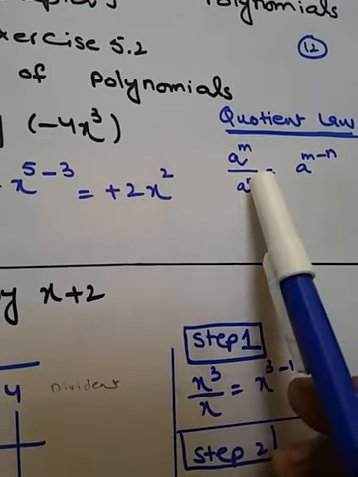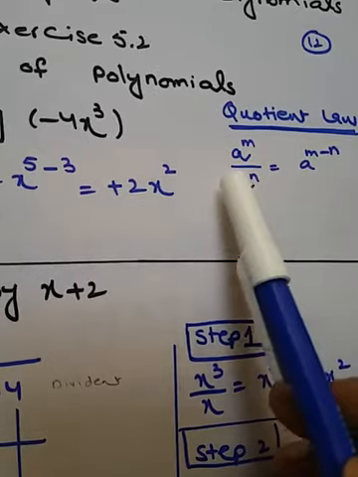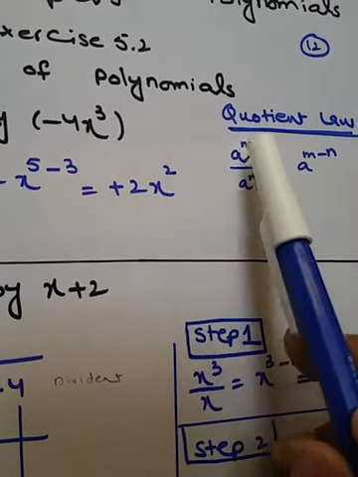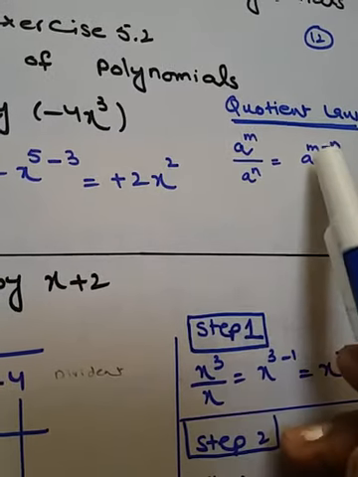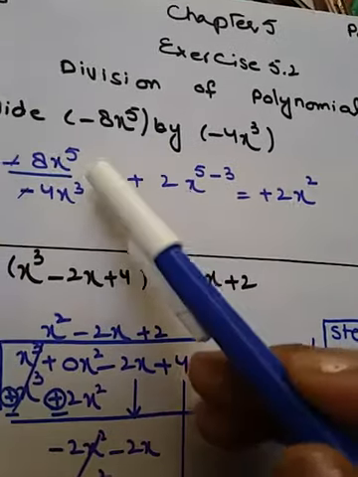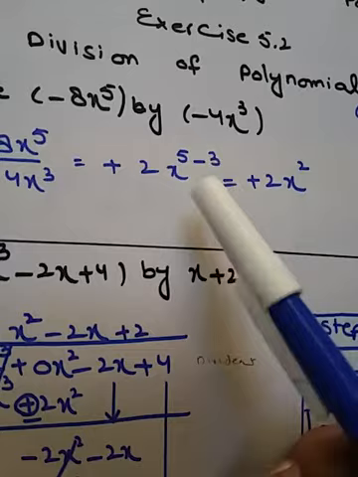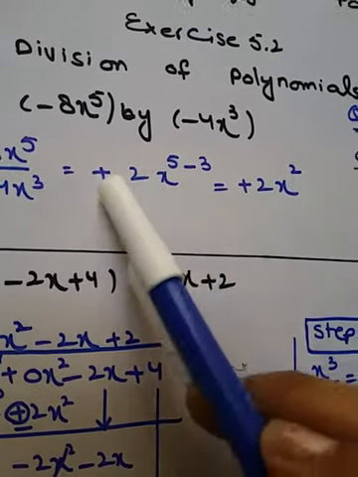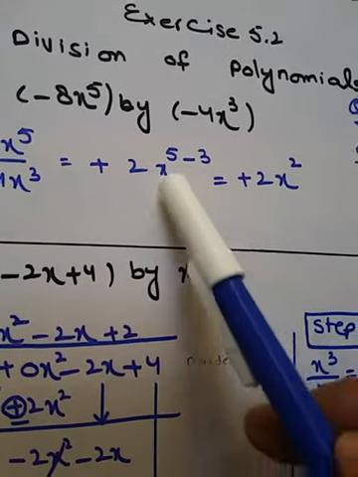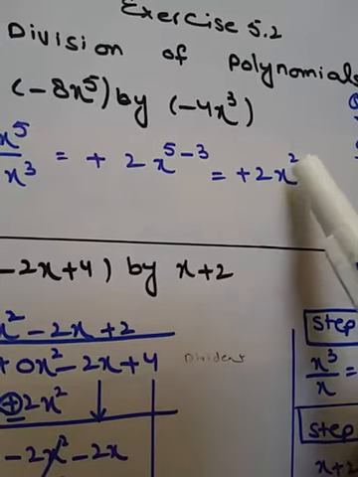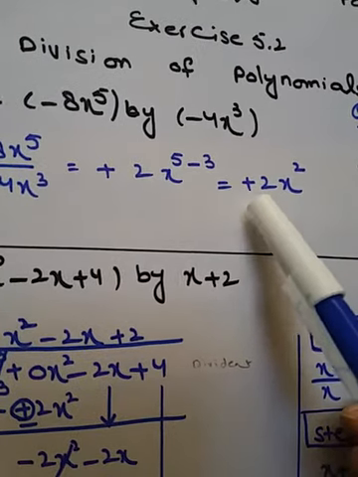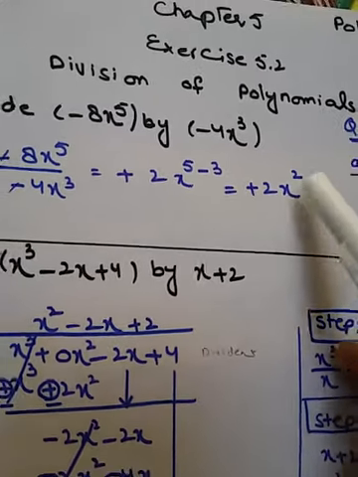We use this law in division only. With the same bases, we will subtract the powers. Here we have the same bases, x and x, so we can subtract the powers. So plus as it is, 2 as it is, x as it is, 5 minus 3 is 2. So our answer is plus 2x square.